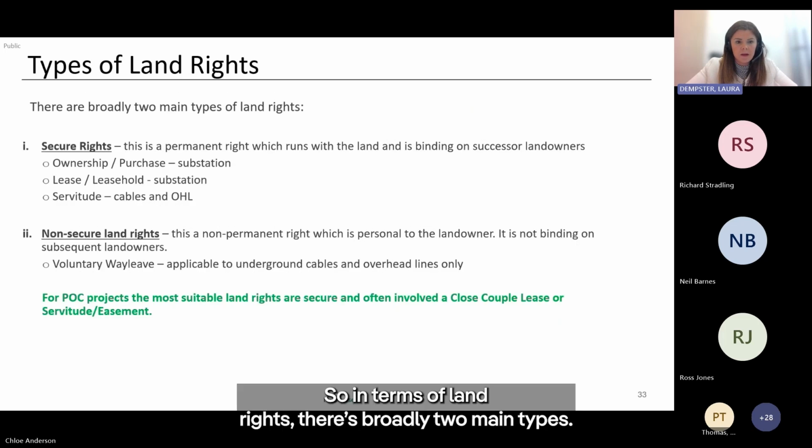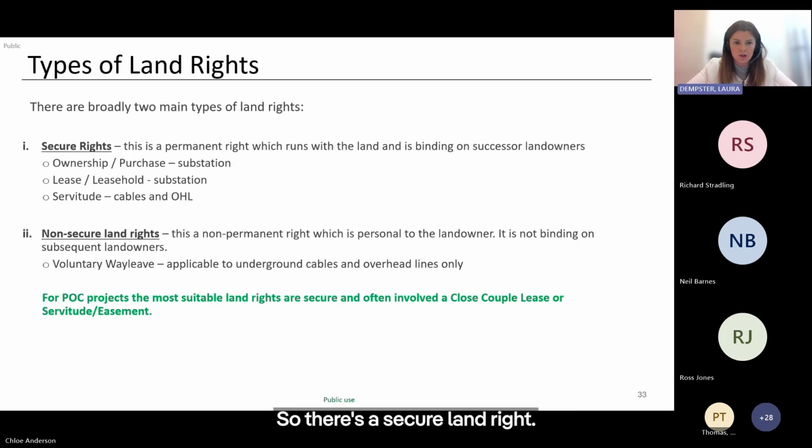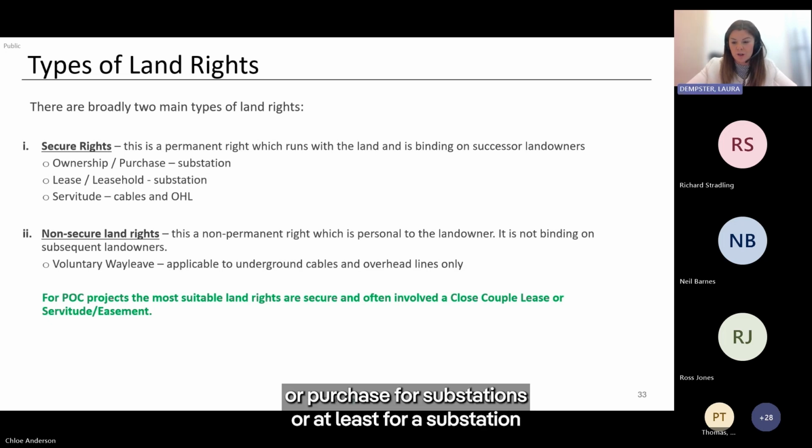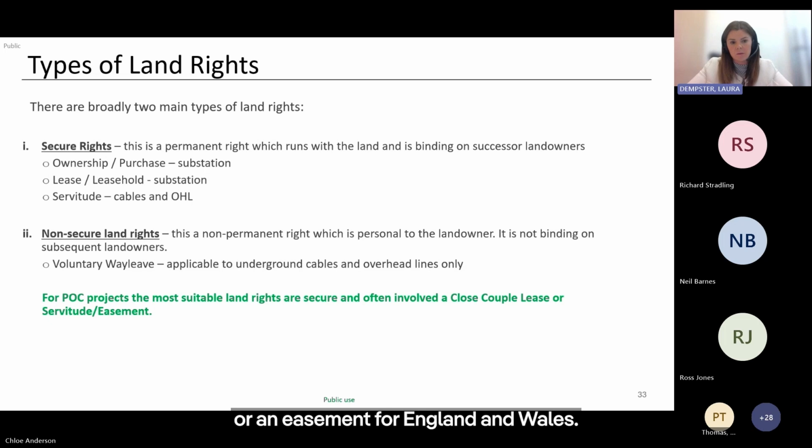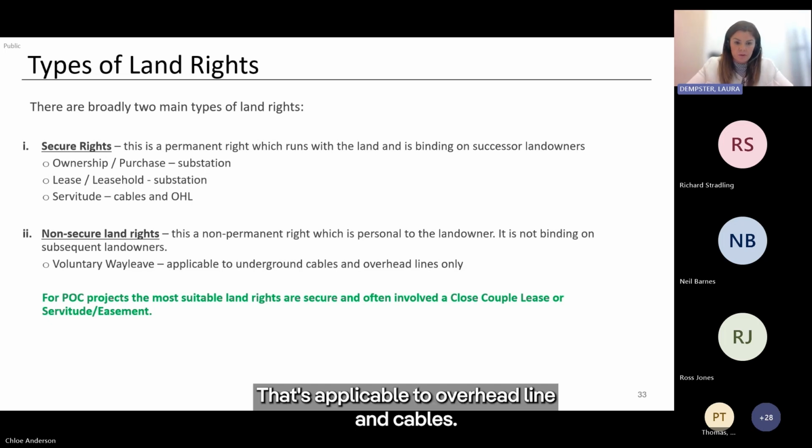Next slide, please. So in terms of land rights, there's broadly two main types. There's a secure land right and a non-secure land right. Secure being ownership or purchase for substations or a lease for a substation. And for overhead lines and for cables, it's a servitude or an easement for England and Wales. That's applicable to overhead line and cables.